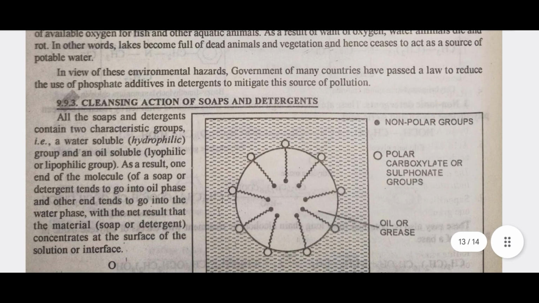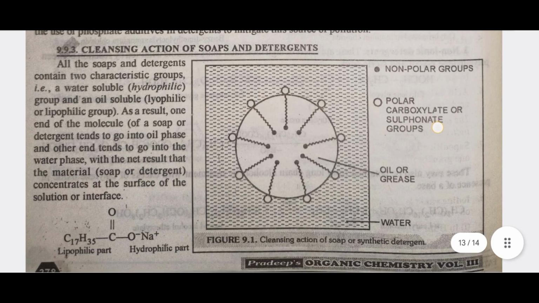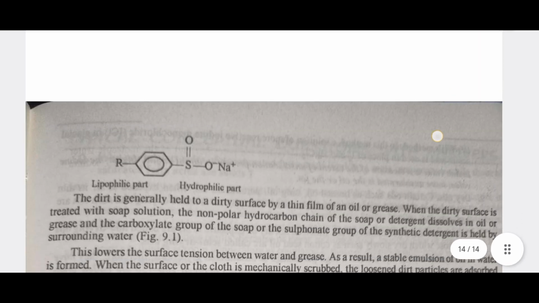Cleansing action of soaps and detergents. Soaps and detergents contain two characteristic groups: a water soluble hydrophilic group and an oil soluble lyophilic or lipophilic group. As a result, one end of the molecule of a soap or detergent tends to go into the oil phase and the other tends to go into the water phase, with the net result that the soap or detergent concentrates at the surface of the solution or interface.